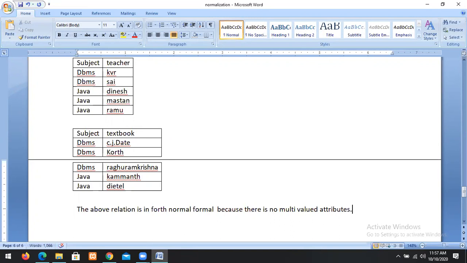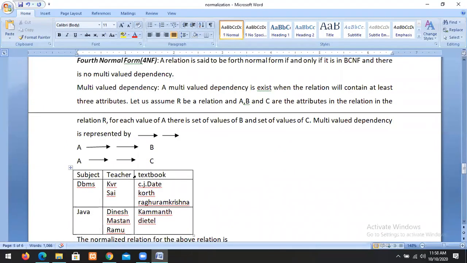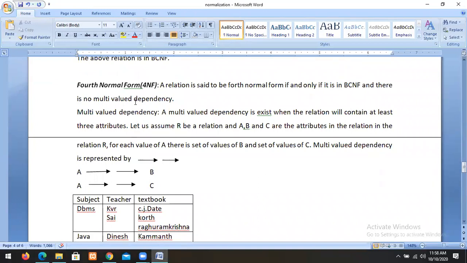A relation is said to be in fourth normal form because there is no multi-value dependency. Multi-value dependencies exist when a relation has at least three attributes. Here the relation has only two attributes. That's why it is in fourth normal form. So what is fourth normal form? A relation is said to be in fourth normal form if and only if it is in BCNF and there is no multi-value dependency. What is multi-value dependency?